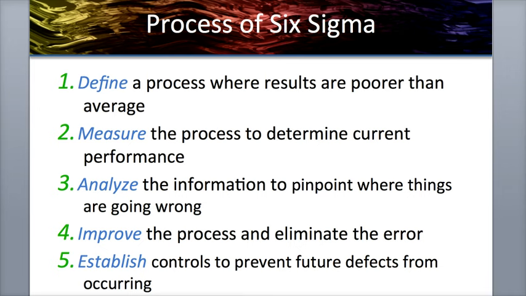Then we're going to measure. So if you can measure it, you can manage it. So the process is determining and measuring performance. Then analyzing where things went wrong, where the performance is falling down. Then improving, figuring out a way to eliminate or improve the error or problem, and then establishing a control to prevent it from occurring again.